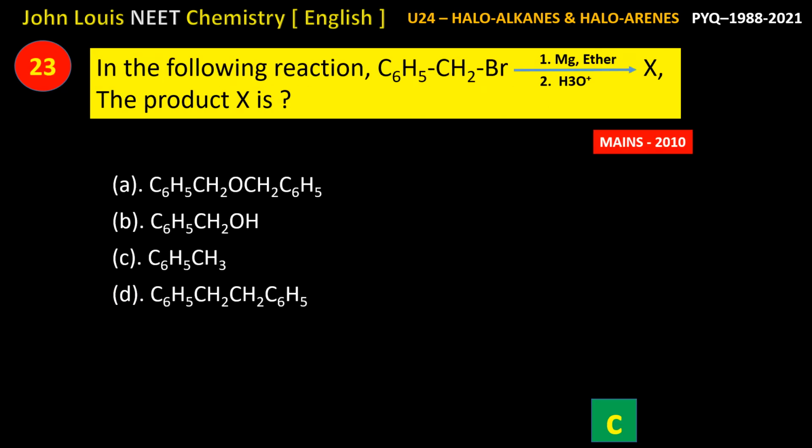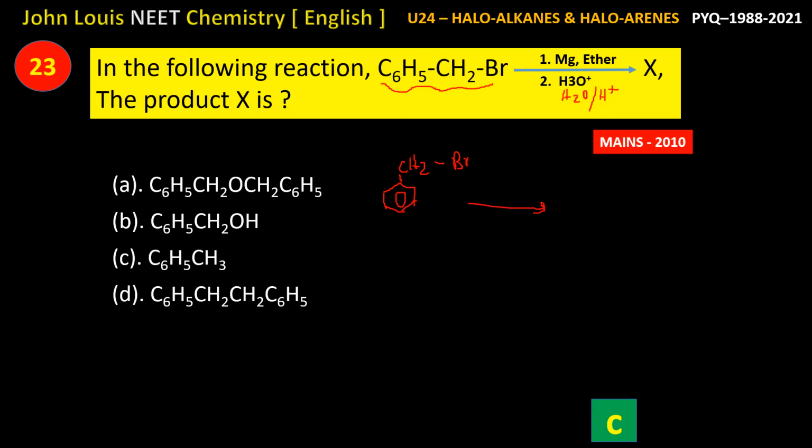In the following reaction, C6H5CH2Br, that is benzyl bromide, is first treated with magnesium in the presence of ether, followed by H3O+, that is water in the presence of acid, and you are getting X. The product X is... okay, so this is a halogen compound, therefore we should know the reaction between this halogen compound and magnesium in the presence of ether. This is phenyl, or rather this is benzyl. So this is benzyl bromide.